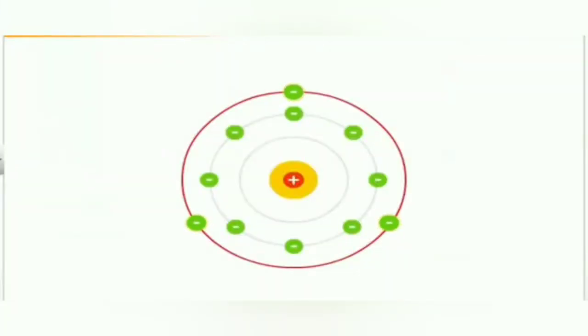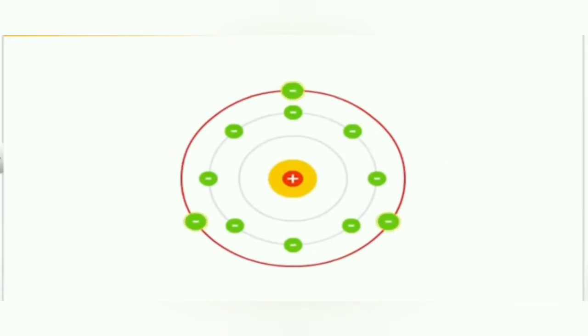If an atom contains less than 4 electrons in its outermost shell, the valency of atom is equal to the number of valence electrons present in the atom. For example, aluminium has 3 electrons in its outermost shell. So the valency of aluminium is 3.